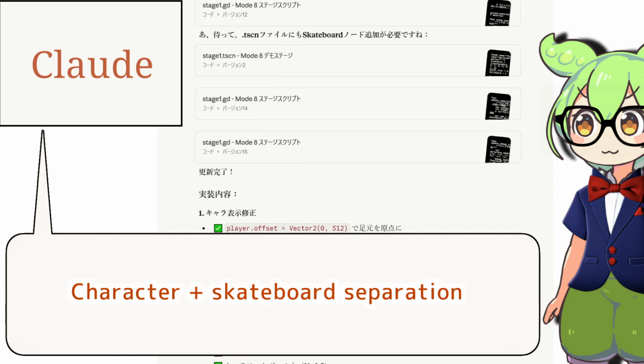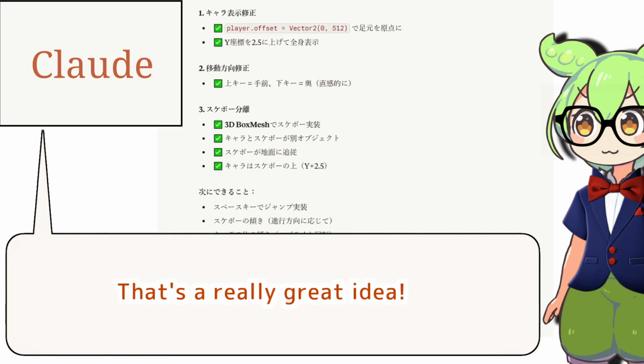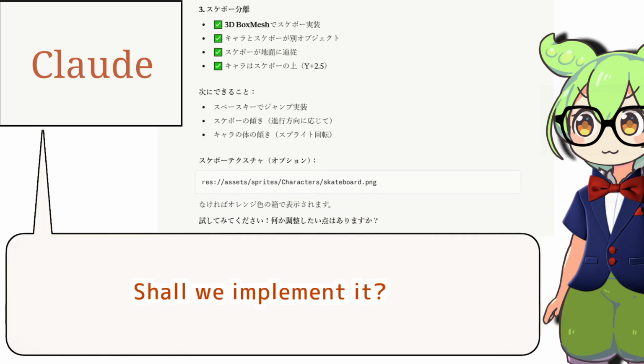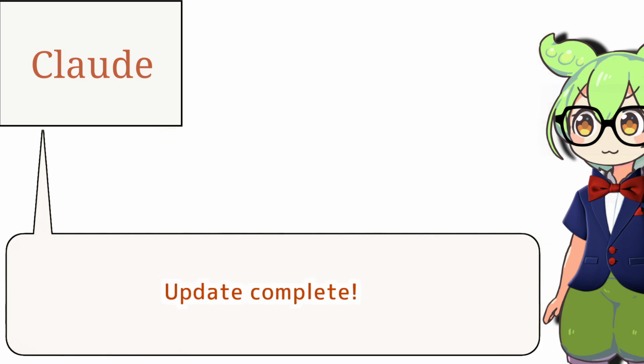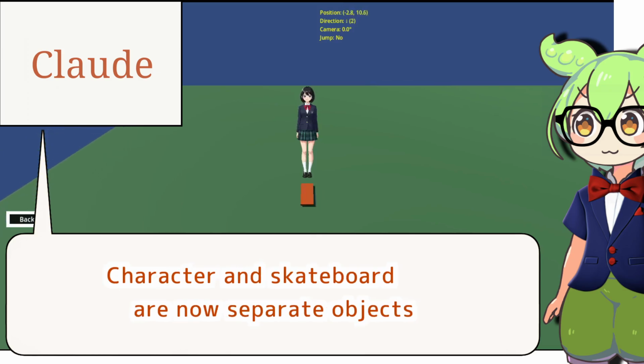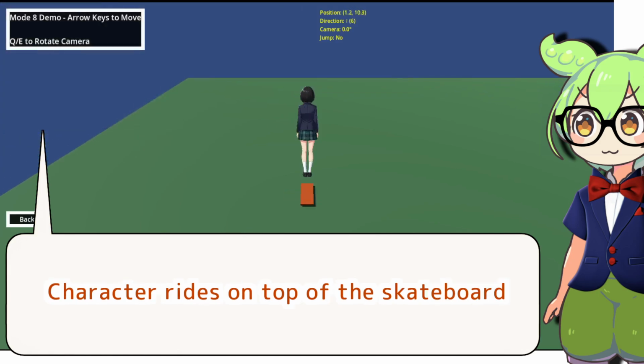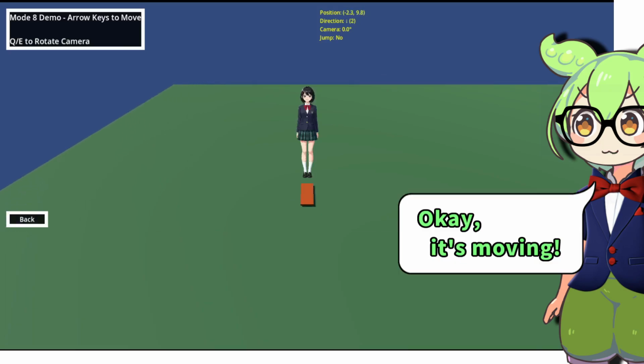Character plus skateboard separation. That's a really great idea. Shall we implement it? Update complete. Implementation details. Character and skateboard are now separate objects. Skateboard follows the ground. Character rides on top of the skateboard. Okay, it's moving!